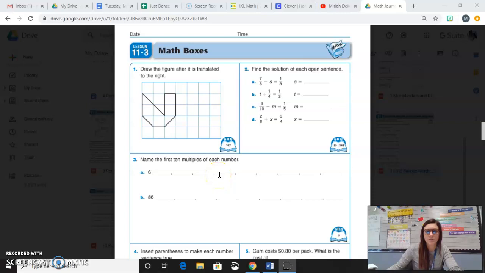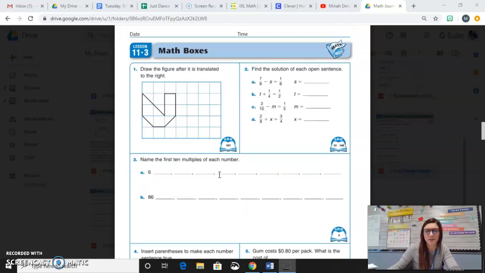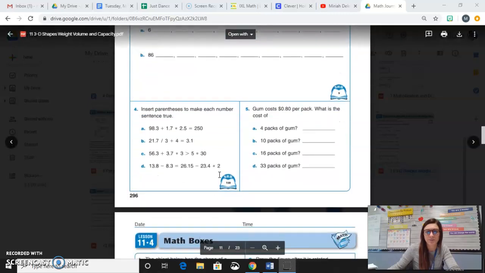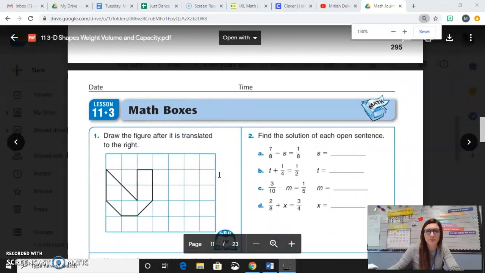Hello, fourth grade. So today for math, what we're going to be doing is going to page 296 in your math journals. 296, like I have here on my screen. And what we're going to do is just go through this math box.